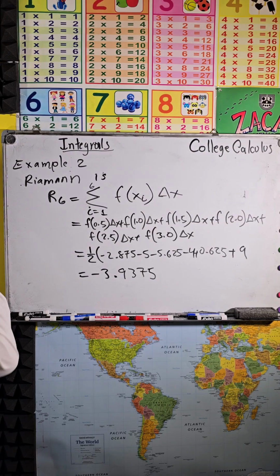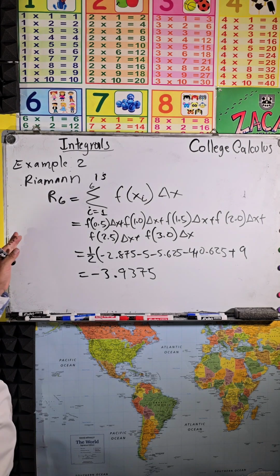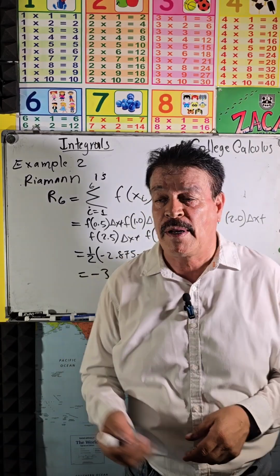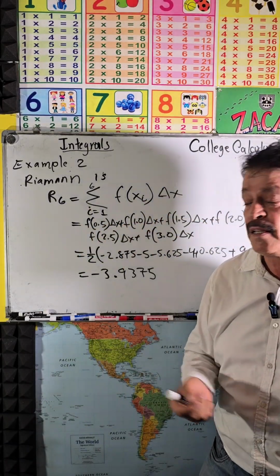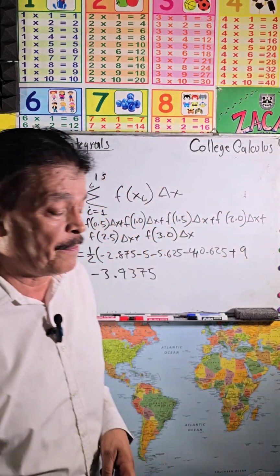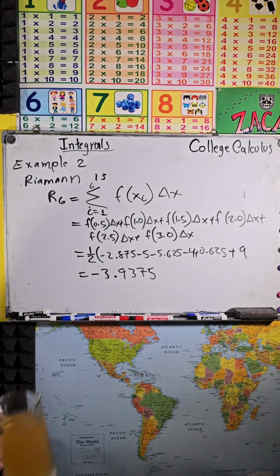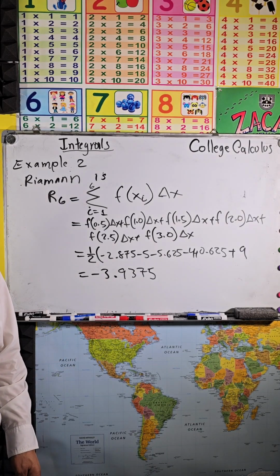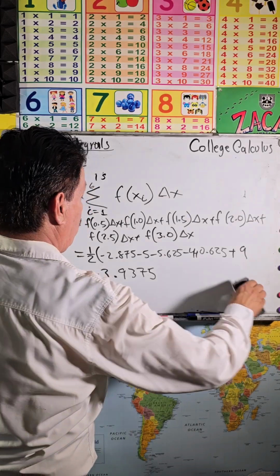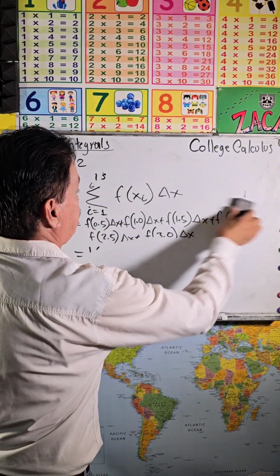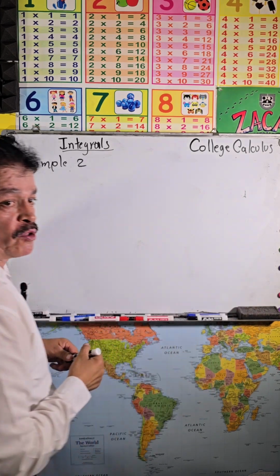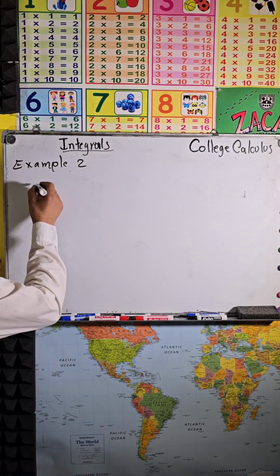So that's the answer for the first part of our problem. Remember part A. So now let's go to part B, the last part of the solution of our problem. And we are talking about example 2. So on the last part we have B.